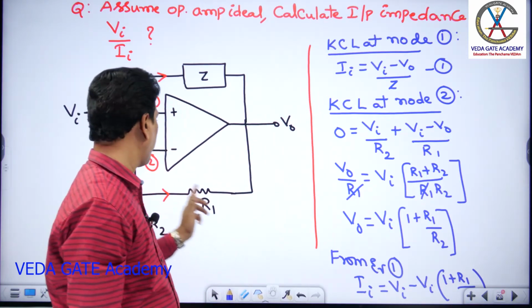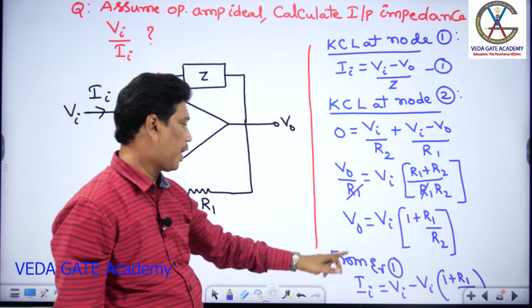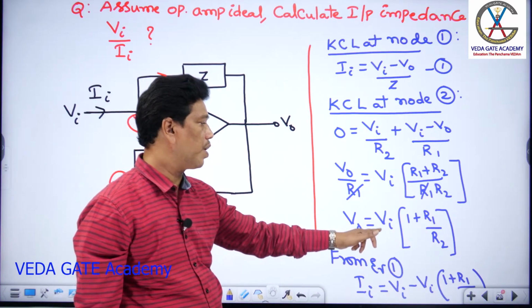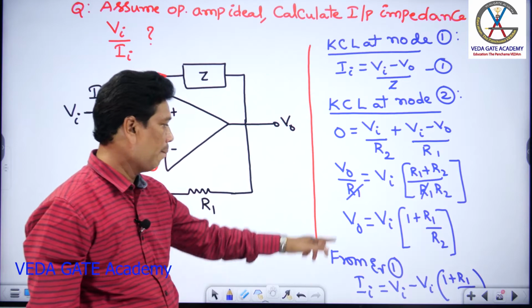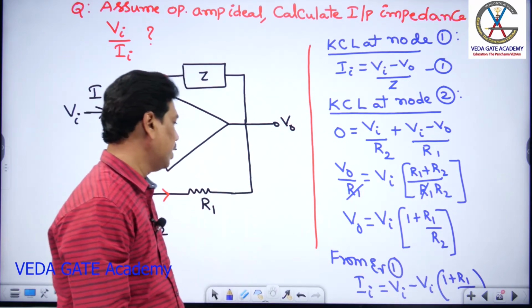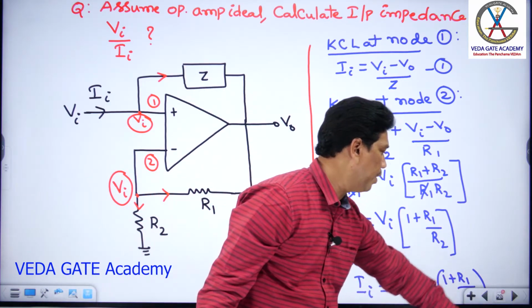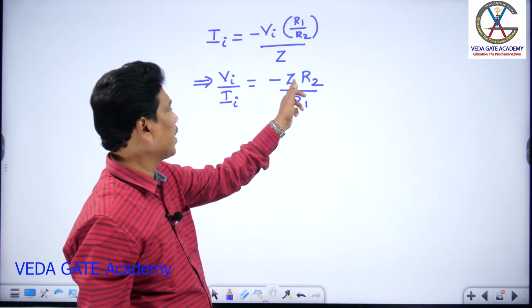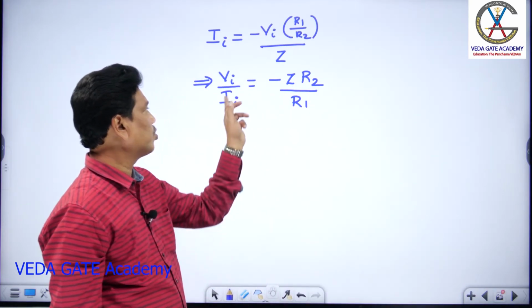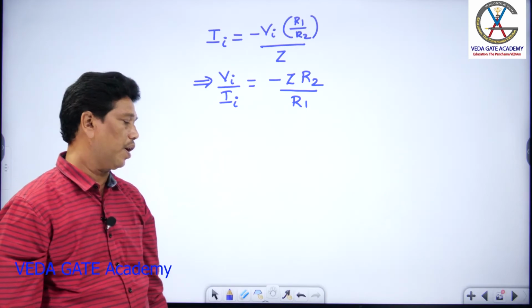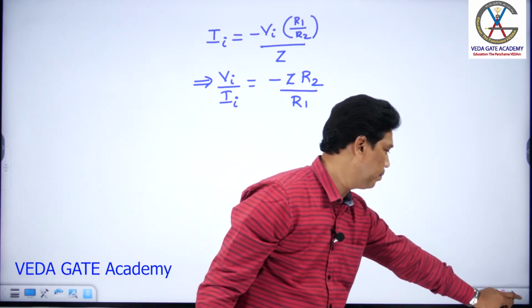From node 2 I applied KCL, and based on that I got V0 equal to Vi into (1 plus R1 by R2). I substituted this into equation 1, and thereby calculated that Vi by Ia equals minus Z R2 by R1. This is the input impedance of the circuit. Okay, check out the next question.